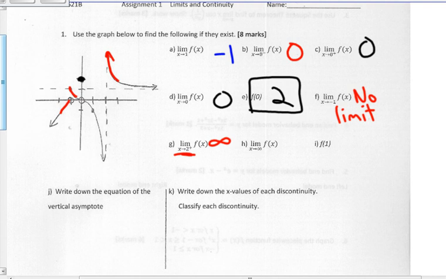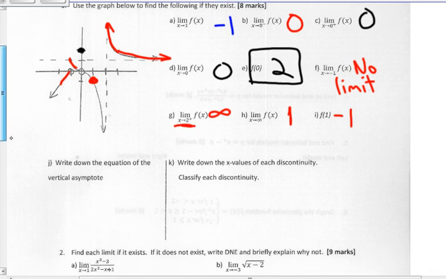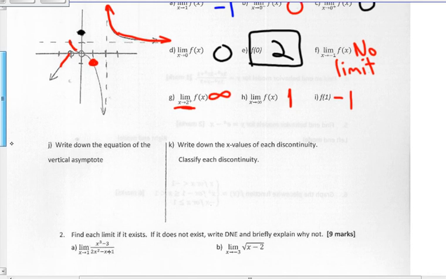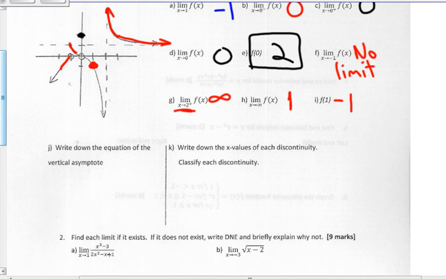H is as x goes to infinity. Well, as x goes to infinity, notice we have a horizontal asymptote. It's going to get closer and closer to 1. And finally, the value of f at 1, the y value is -1. We're asked to write down the equation of the vertical asymptote. So the vertical asymptote, vertical line, takes the form x equals a constant, and this will be x equals 2.